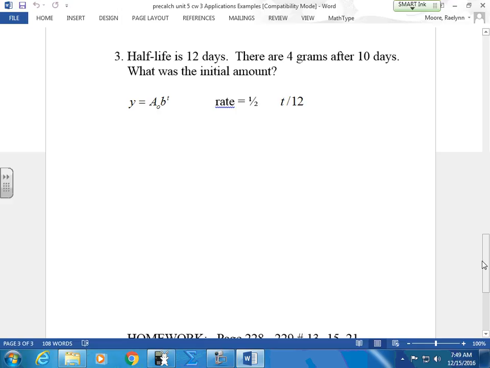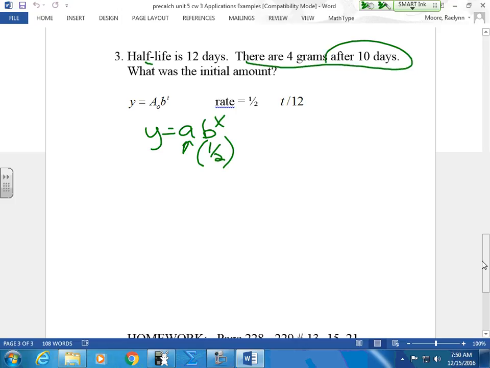Half-life. How many of you have looked at a half-life in chemistry? So, again, this is my initial. Now my b is a half. And here is my time. There are 4 grams after 10 days. Oh, here's my half-life. My half-life is every 12 days. So let's set up your equation. x over 12. So far we look like this. I didn't put my initial value in yet, and I didn't put my y in yet.